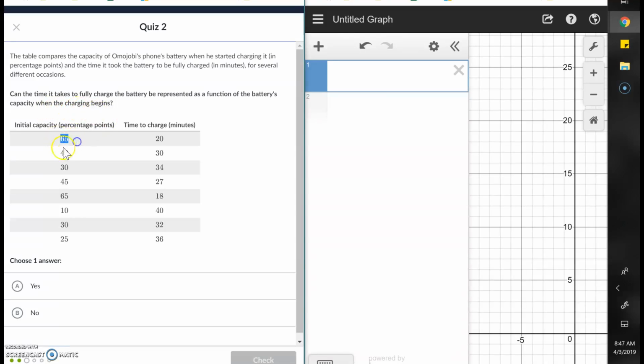So here I'm just looking at all of the x values and double checking their y values. So I want repeating x values. 65, I gotta check that value, and I gotta check 30 and 30. If they have the same y values, it's a function. If they don't, it's not. So 65 goes with 20, 65 goes with 18. Those are different y values, not a function.